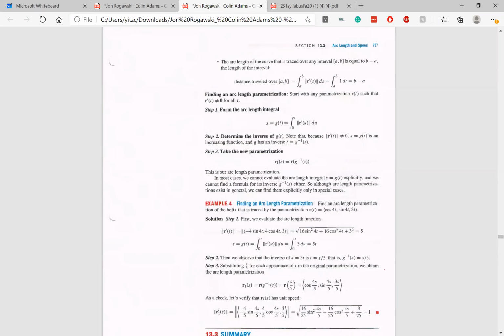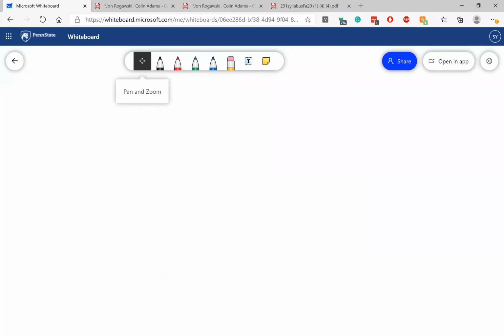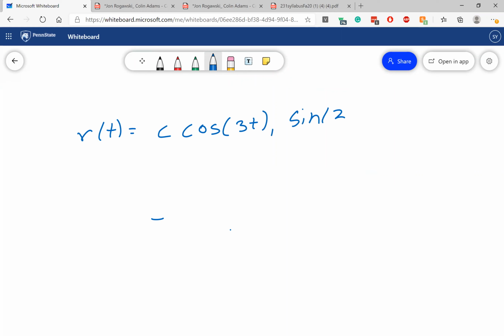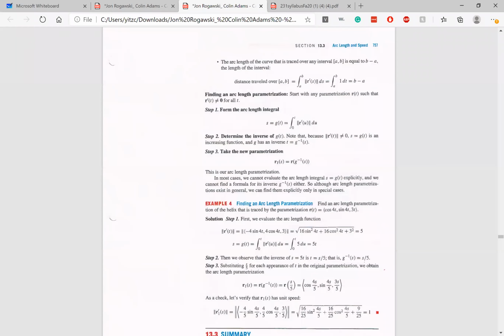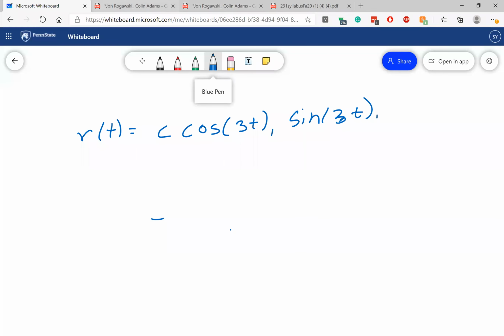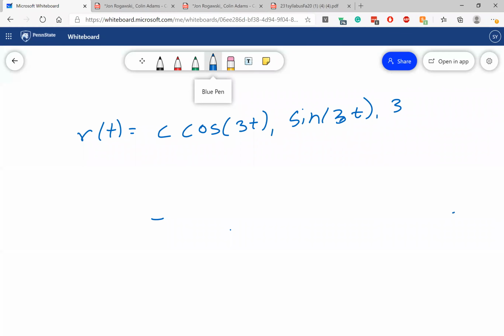They're giving us r of t equal to cosine 4t, sine 4t, and 3t. So r of t is equal to cosine of 4t, sine of 4t, and 3t.